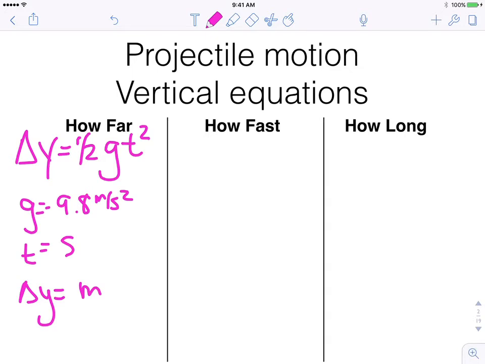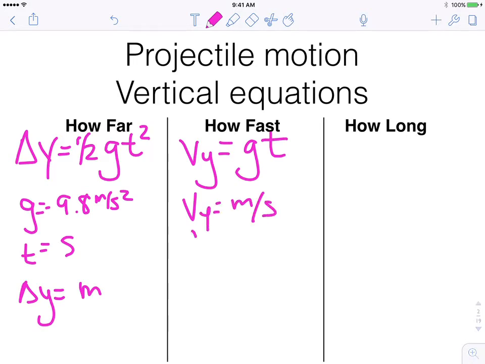How fast is velocity in the y direction, and it's equal to gravity times time. Our velocity in the y direction, or velocity in any direction, is meters per second. Again, gravity is meters per second squared, and then time is seconds.